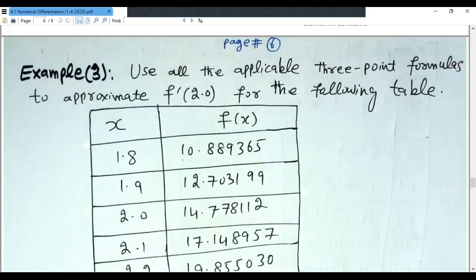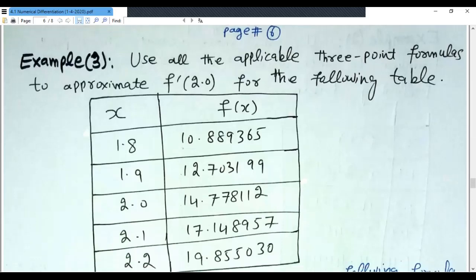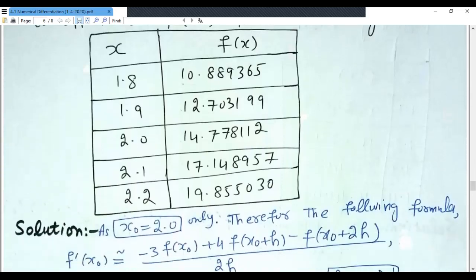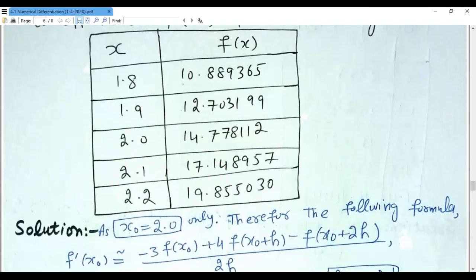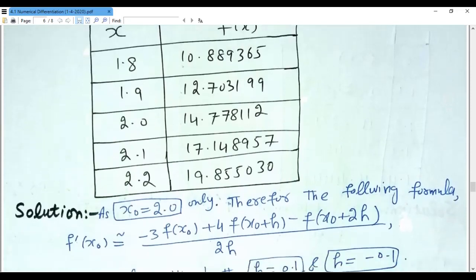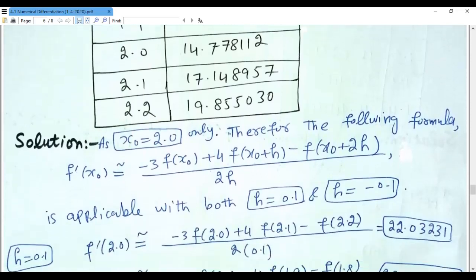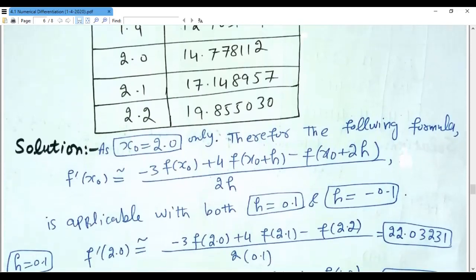Here we only want to find the derivative at 2.0, not at all the values. So to find the numerical derivative of the function at 2 only, we can use the endpoint 3-point formula, with h equal to 0.1 and minus 0.1.